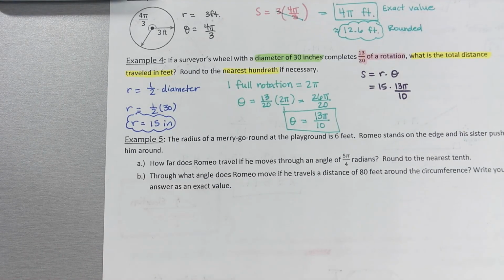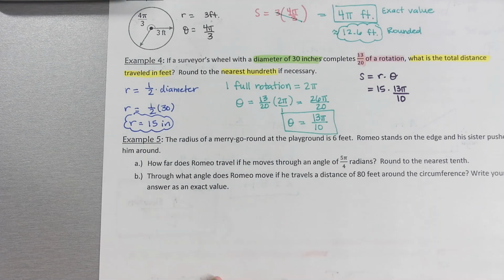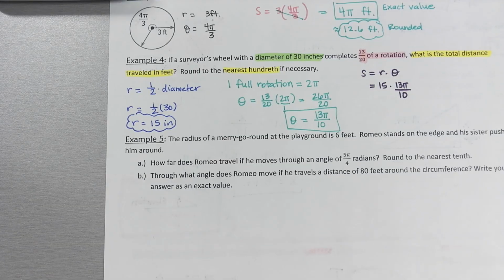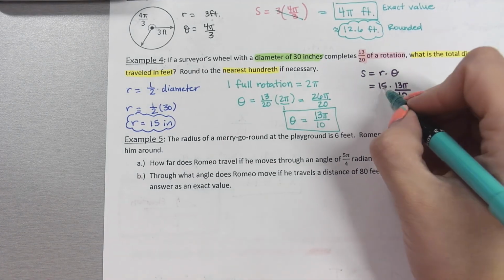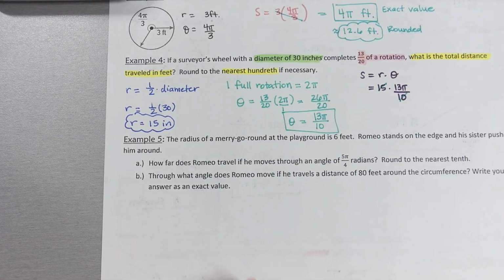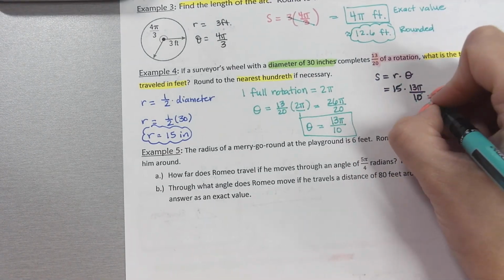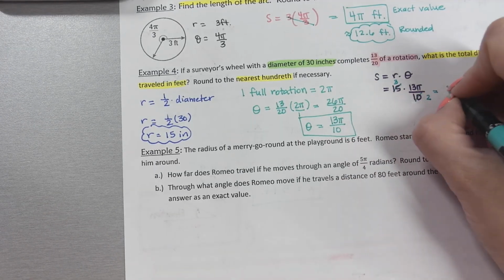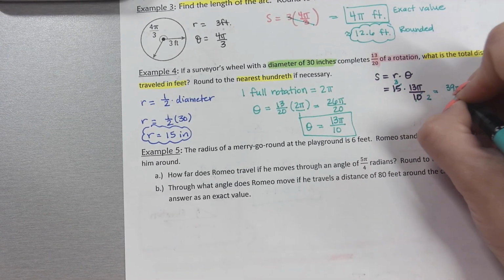Again, you are going to have to find values as the exact value. When you're doing this, I would just simplify it. So 15 and 10, what goes into both? 5. So divide by 5, divide by 5. Then you would get 39 pi over 2.